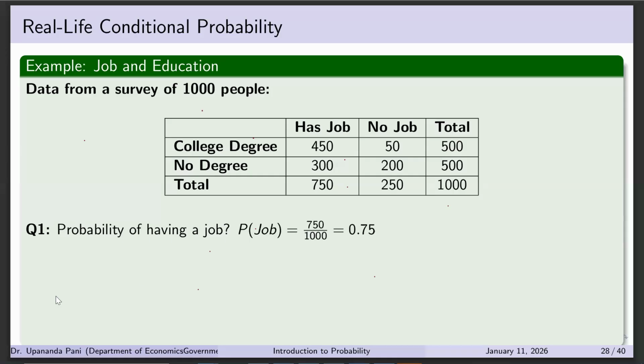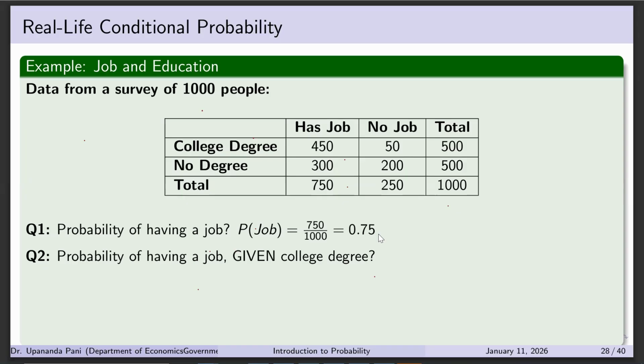First is what? Already you have told the answer. Probability of having a job is 750 divided by 1000, that is 0.75. Second, probability of having a job given a college degree. College degree is the condition. Are you getting it? Yes, sir. So don't get confused. You know all the answers.